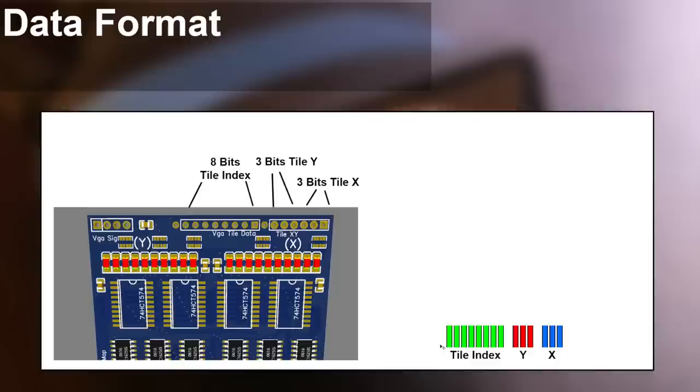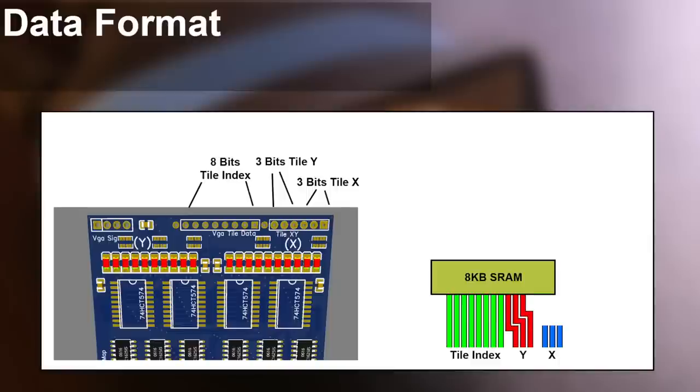So for inputs, we've got the 8-bit tile index, which comes from the tile map, and then we've got the pixel positions of X and Y. We've got the 8 kilobyte SRAM. The tile index is going to directly drive 8 of the address lines. The Y coordinate will drive 3 more of those, but only the upper 2 bits from X are going to be driving the remaining 2 address lines on the SRAM.